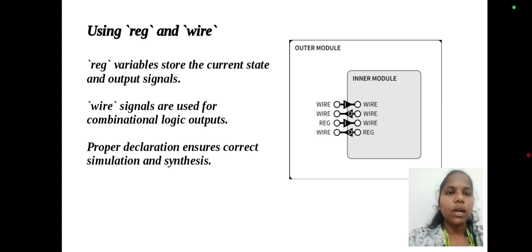Using reg and wire. Reg variables store the current state and output signals. Wire signals are used for combinational logic outputs. Proper declaration ensures correct simulation and synthesis in the Verilog program. Outer module, input wire, output wire; inner module, wire region.